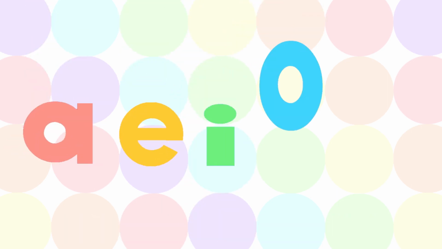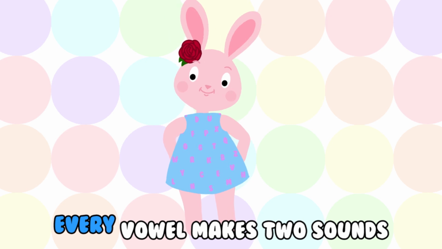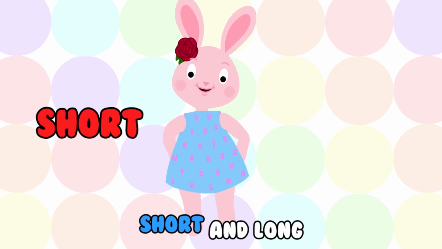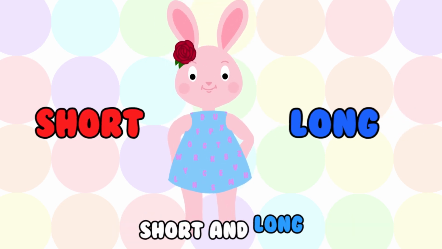Vowels, vowels, who are you? A, E, I, O, and U. Every vowel makes two sounds, short and long.